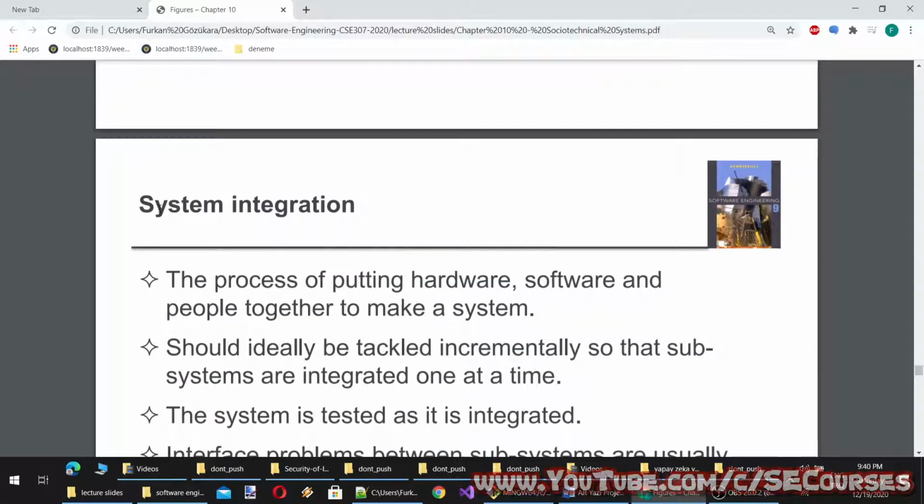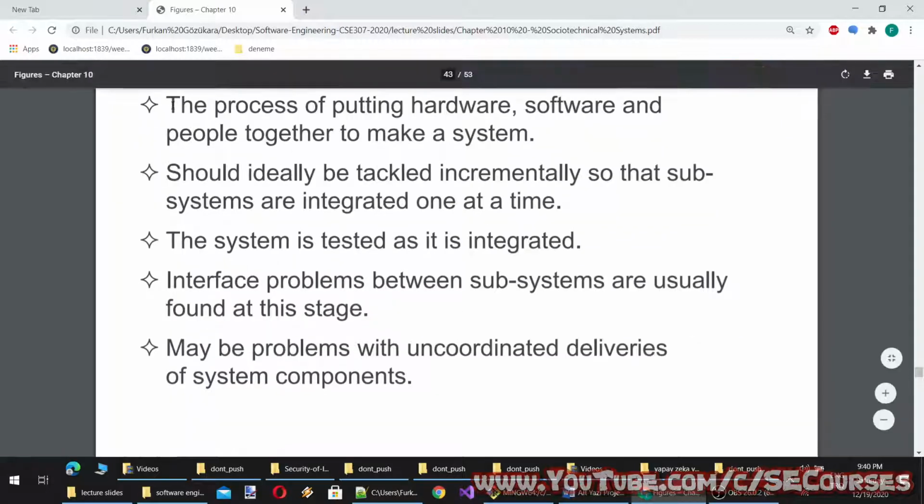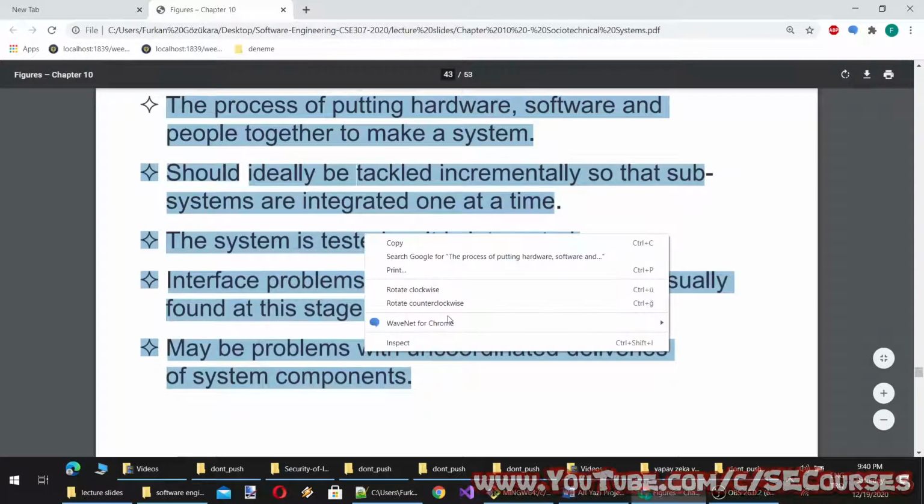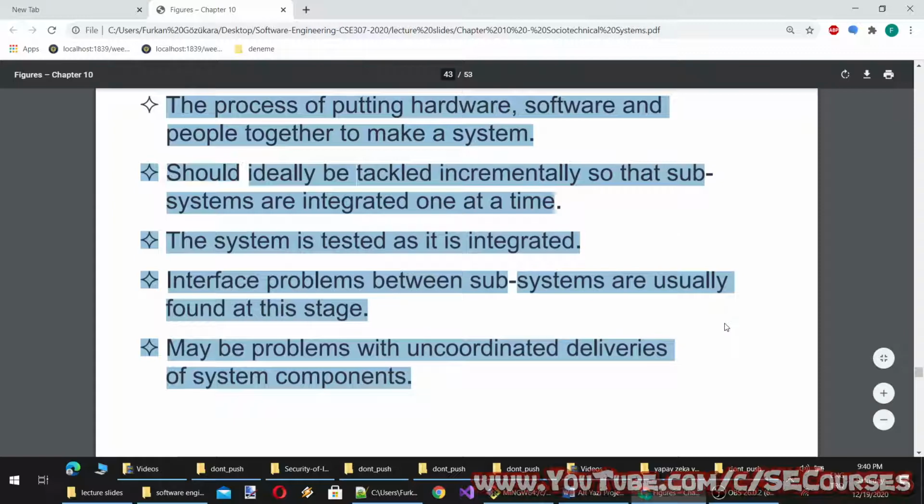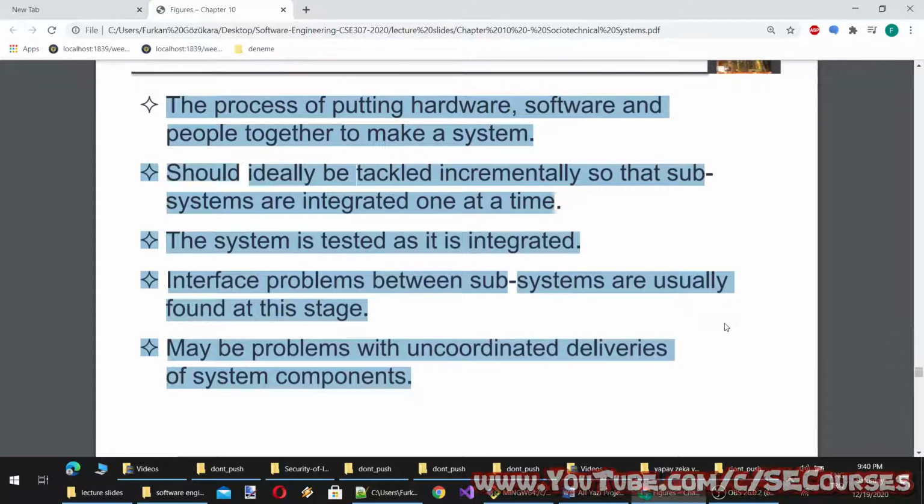Okay. And system integration. The process of putting hardware, software and people together to make a system should ideally be tackled incrementally so that subsystems are integrated one at a time. The system is tested as it is integrated. Interface problems between subsystems are usually found at this stage. There may be problems with coordinated deliveries of system components.